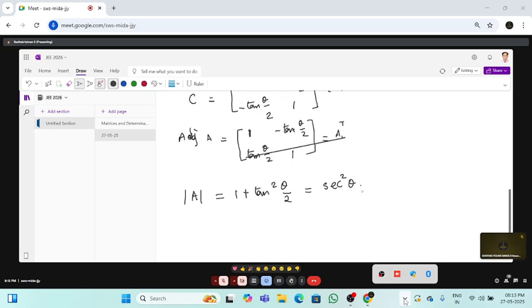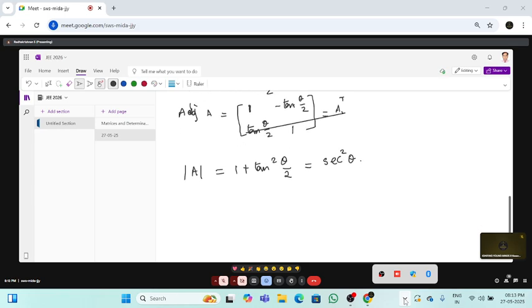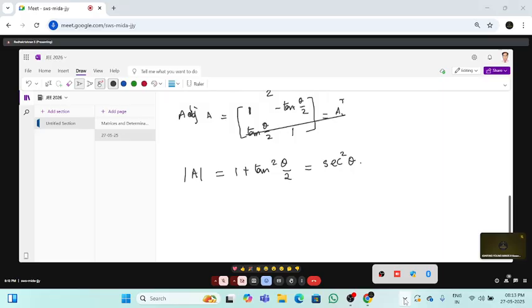Okay. Now we have written the determinant of A, right? We saw it is equal to secant square theta by 2, and A adjoint is the same as A transpose. Now what is A inverse? B equal to A inverse, we already saw that, equal to 1 by det A into adj A.